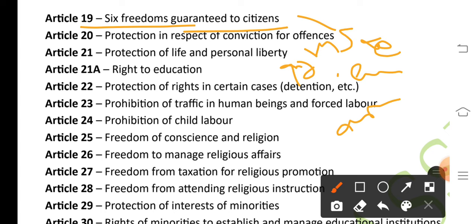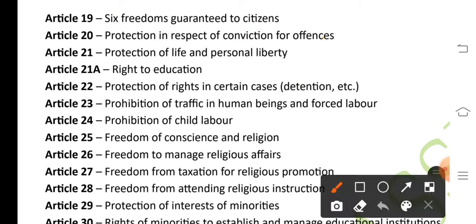Fifth one is freedom to reside and settle in any part of India. And sixth one is freedom to practice any profession or to carry any occupation, trade or business. All of these 6 are under Article 19 with some restrictions, that is public order, decency, morality and security of the state, friendly relations with foreign states and contempt of court. Next, Article 20, protection in respect of conviction for offences.